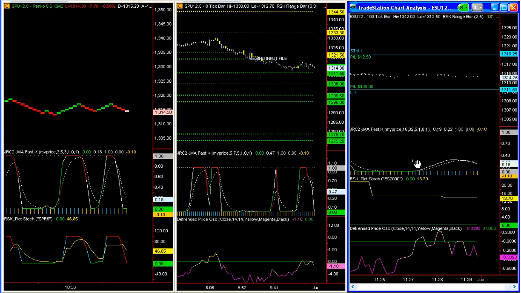You'll have opportunity, in other words, to get out of a trade without necessarily taking a loss if you just wait to take that trade when the stochastic gets either overbought or oversold.